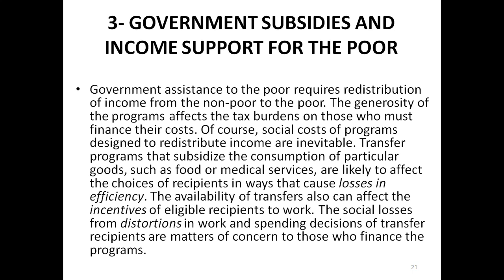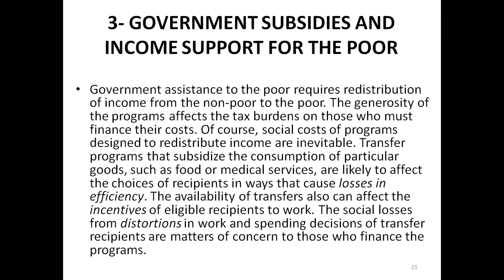Government subsidies and income support for the poor. So let us do the government subsidies and income support for the poor. Government assistance to the poor requires redistribution of income from the non-poor to the poor, from the rich to the poor. The financing of the programs affects the tax burdens on those who must finance their costs. Of course, social costs of programs designed to redistribute income are inevitable.